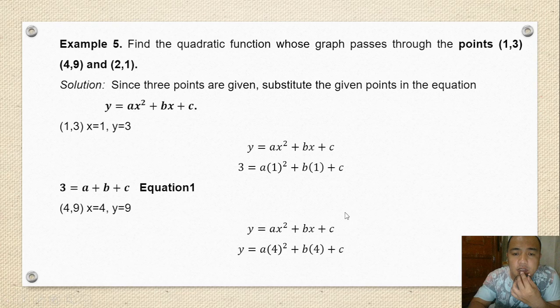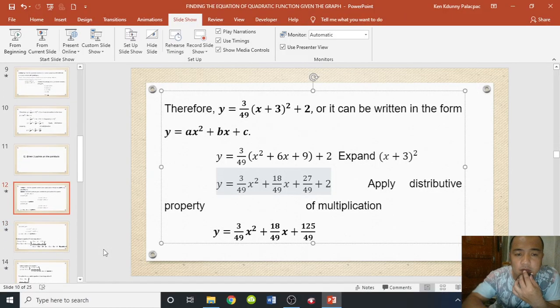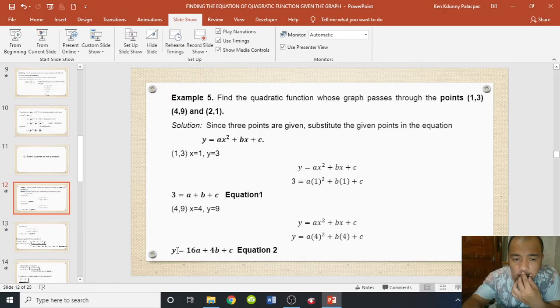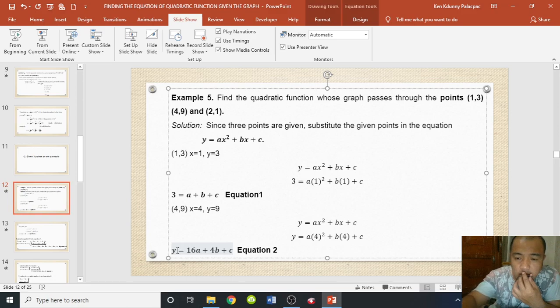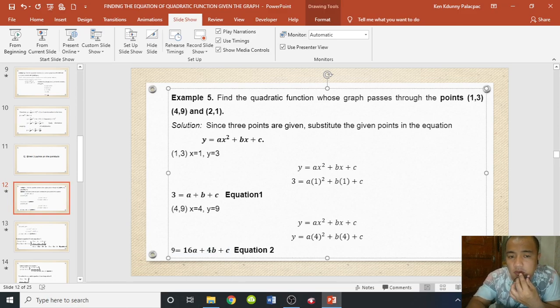How about for 4, 9? Substitute in y equals ax squared plus bx plus c. y is 9, for a is 4 squared plus b times 4 plus c. So the answer is 9 equals 16a plus 4b plus c. This should be 9, because y is 9, right?